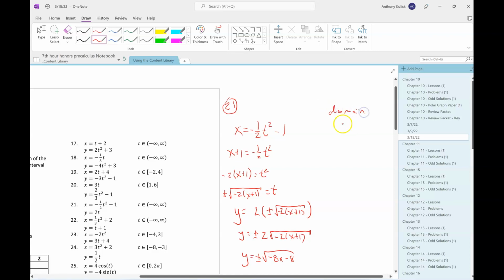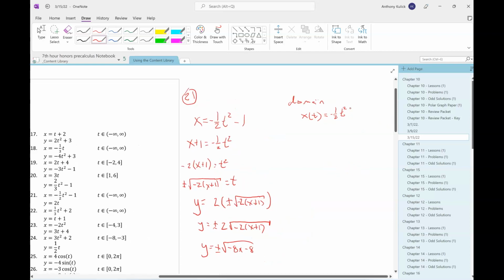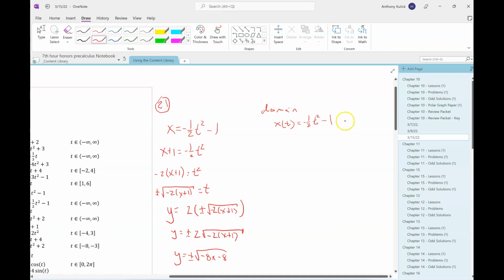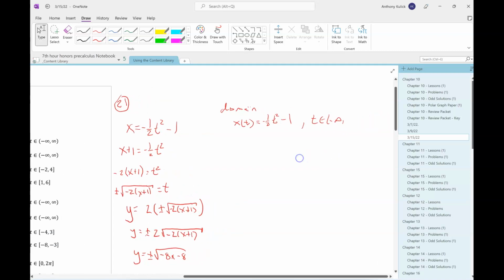So to get the domain for this function now, I'm going to consider my parametric equation for x, which is -1/2 t squared minus 1. And the t's on 21 are defined from -infinity to +infinity. So because this is a quadratic function, and because I know that quadratic function opens down, I know the output for this function is going to be -infinity up to whatever the y-coordinate of the vertex is.